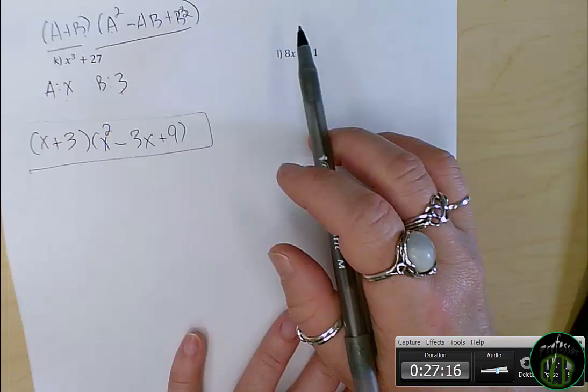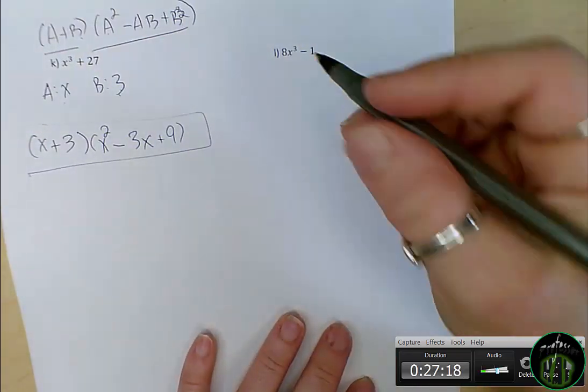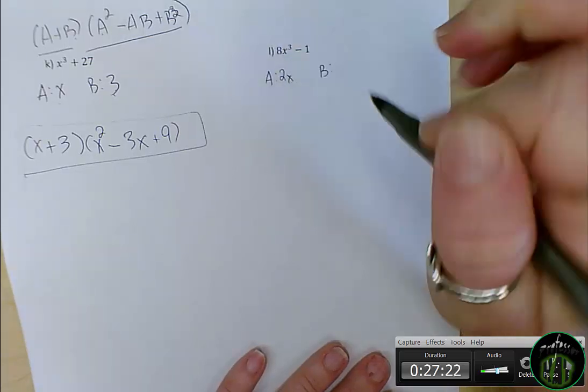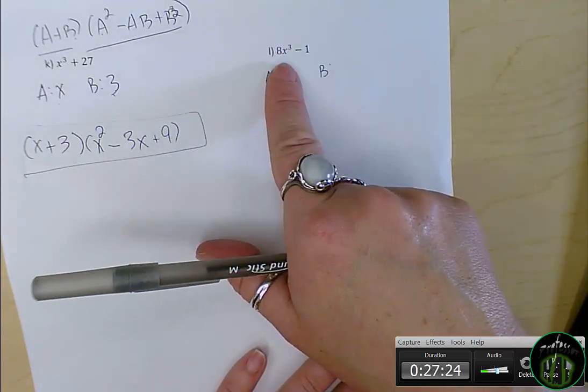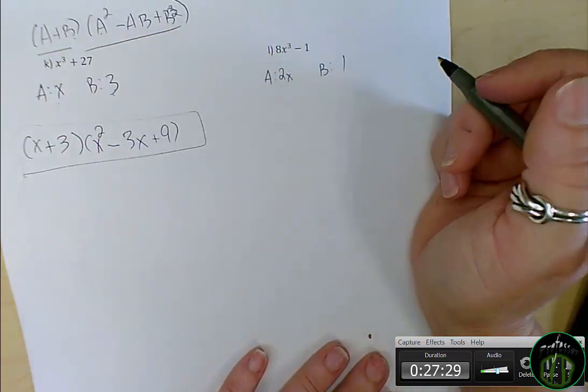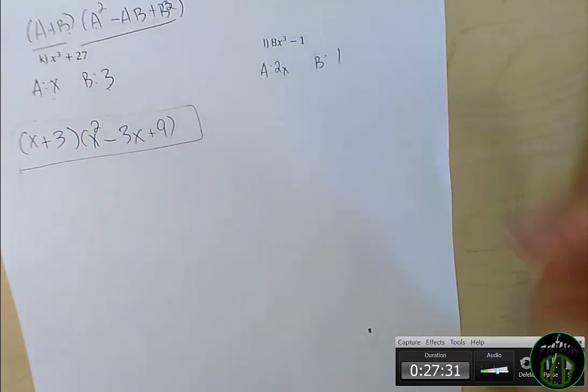Moving on to our next example, this is a difference of cubes. We have two terms, we have a minus sign in between, and they are both perfect cubes. 2x times 2x times 2x is 8x cubed, and 1 times 1 times 1 is 1 here.